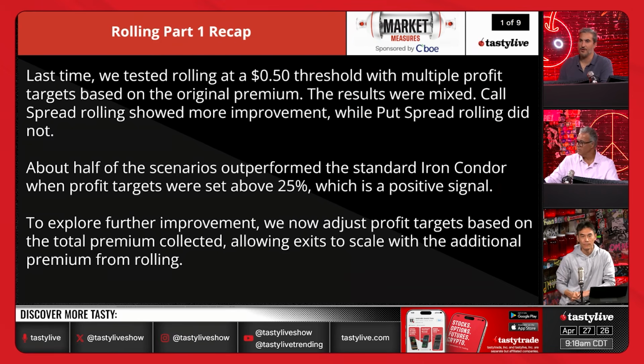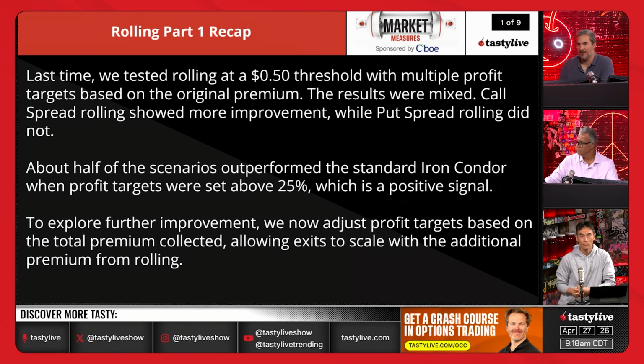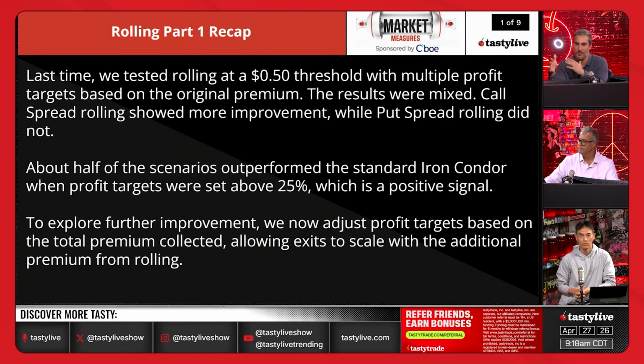Okay. So what you're saying is, if you sell it at the original $4, you're targeting 25%. We'll just call it $1. If you roll up and you collect another $1 on that roll up, you're now targeting 25% of $5. Exactly. We'll call it $1.25, $1.30, whatever. So you're adjusting for the rolled premium, the net premium on the position.